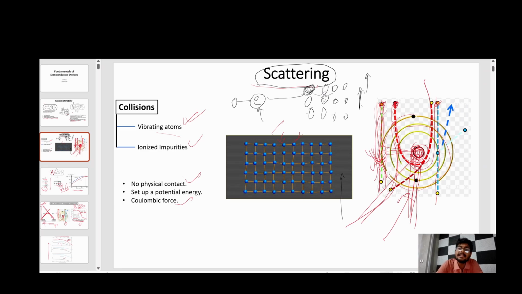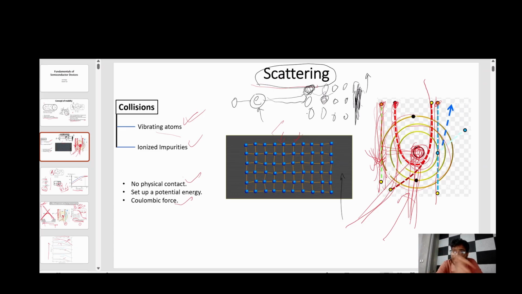When you increase the temperature, two things happen. One is these atoms are always vibrating at any temperature, right? When you increase the temperature, the amplitude of that vibration will increase. And due to that scattering, if something is going through this lattice, it will feel more difficulty at the higher temperature.